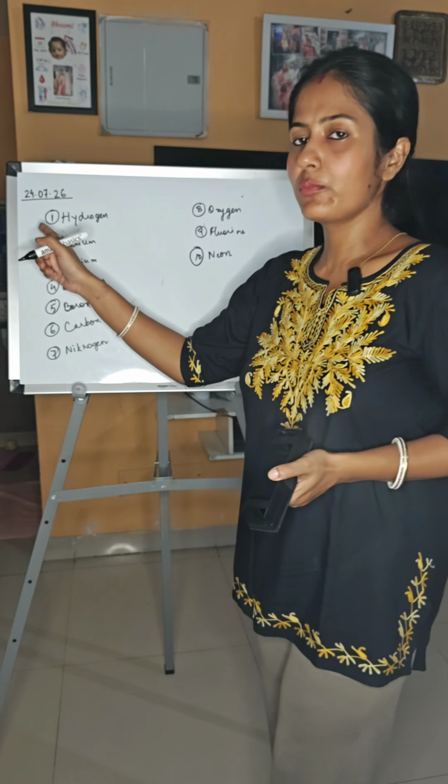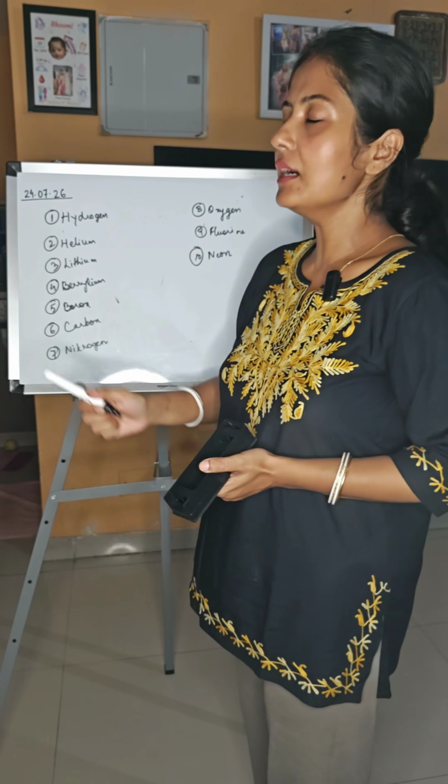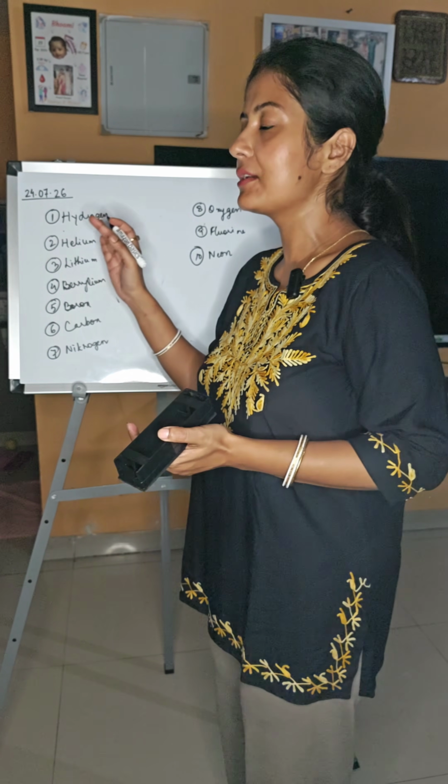So these are the atomic numbers. So what is the atomic number of an element? Atomic number is the number of protons that an element will contain.